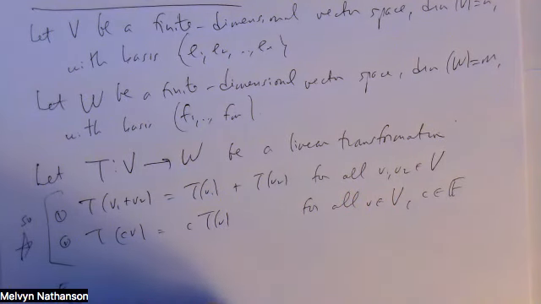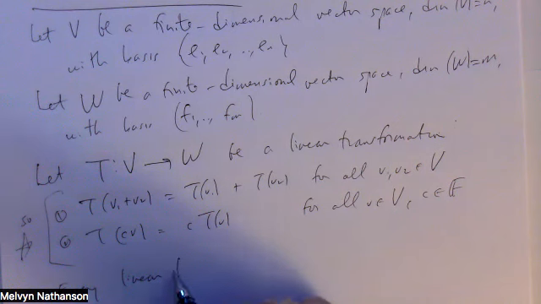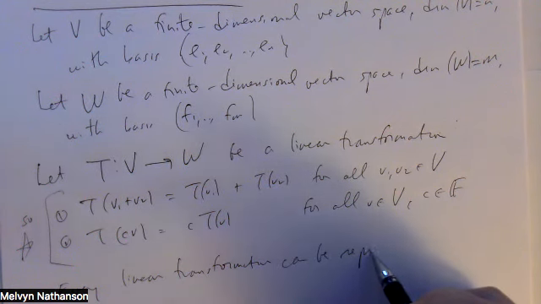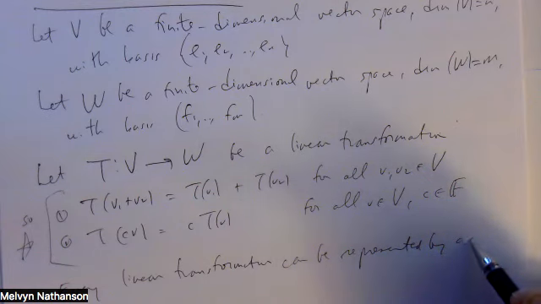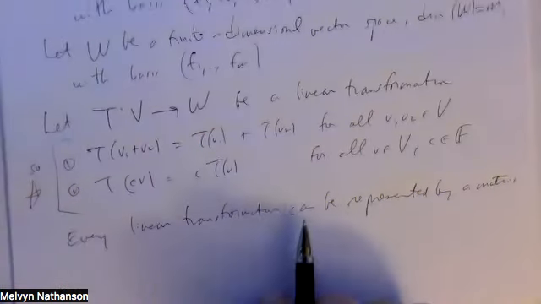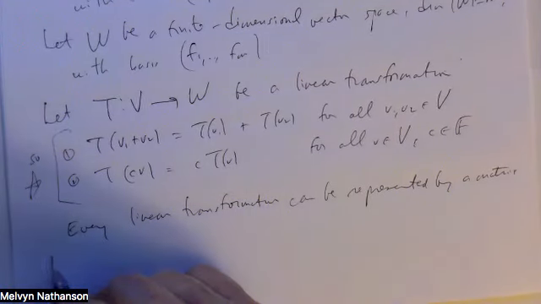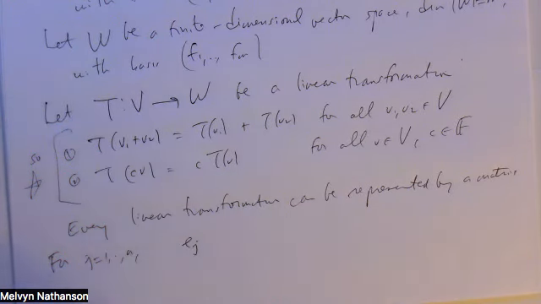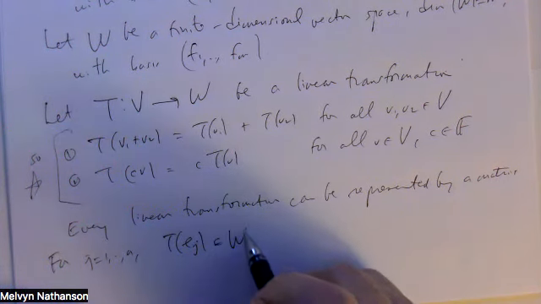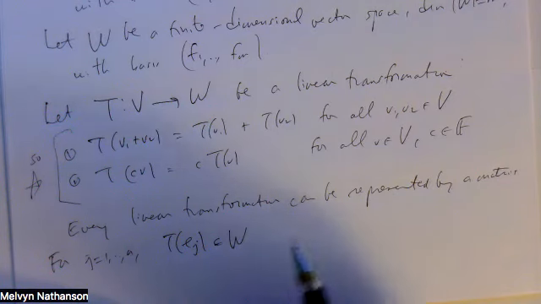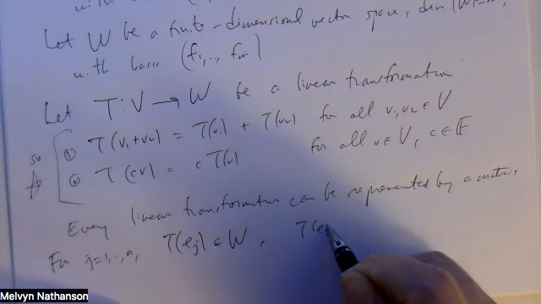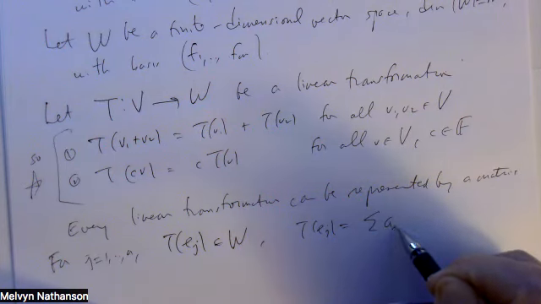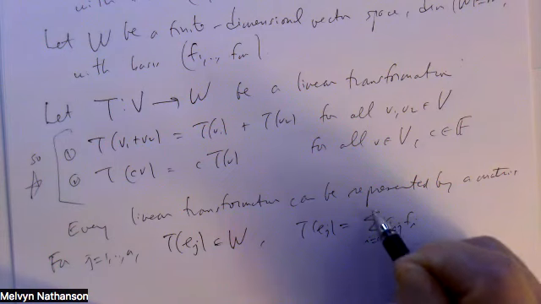And every linear transformation between finite dimensional vector spaces can be represented by a matrix. And the way we do this is as follows. For every j from 1 up to n, e sub j is a basis vector for V, so T of e sub j is in W, because T maps V to W. And so T of e sub j is some linear combination of the basis vectors in W. This is summation, say, a sub ij f sub i, i goes from 1 up to m.